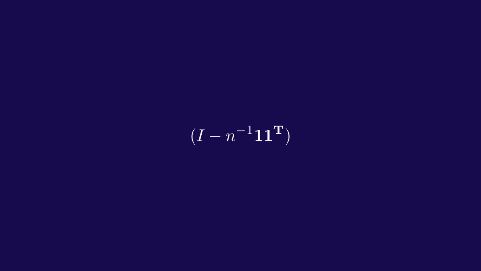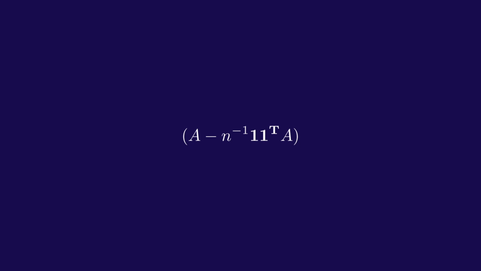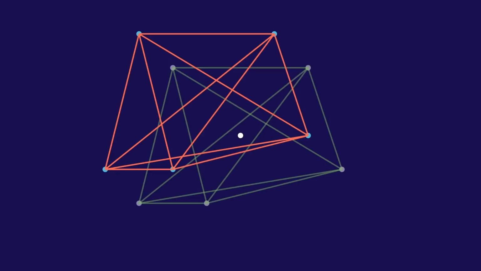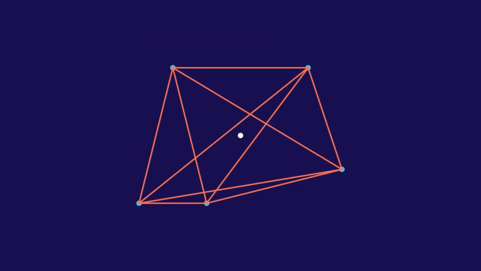Let me introduce the centering matrix as well. You know how to calculate the mean of a set of points. Well, we can do that in linear algebra for a column vector by dotting it with a vector of 1s and dividing by n. Using this neat little trick, the centering matrix calculates the mean and takes it away from each column of A. Geometrically, we are sort of just shifting the x and y coordinates so that the centroid of the data is at the origin.